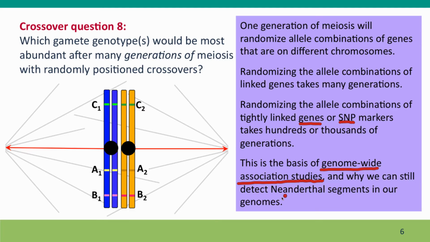It's also why we can look in our genomes and detect segments of DNA that we inherited from our Neanderthal ancestors, because these segments are short enough that they haven't been randomized even after several thousand generations. We'll come back to this in a later video.